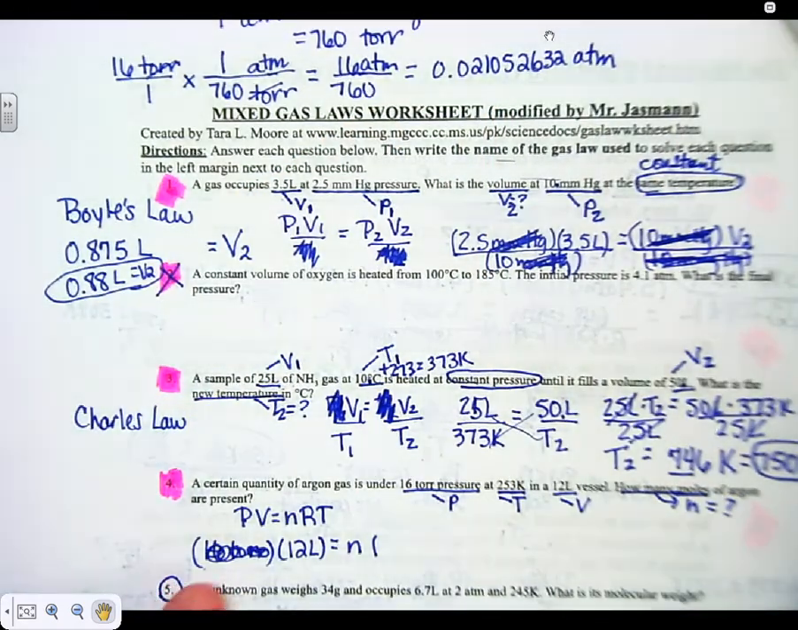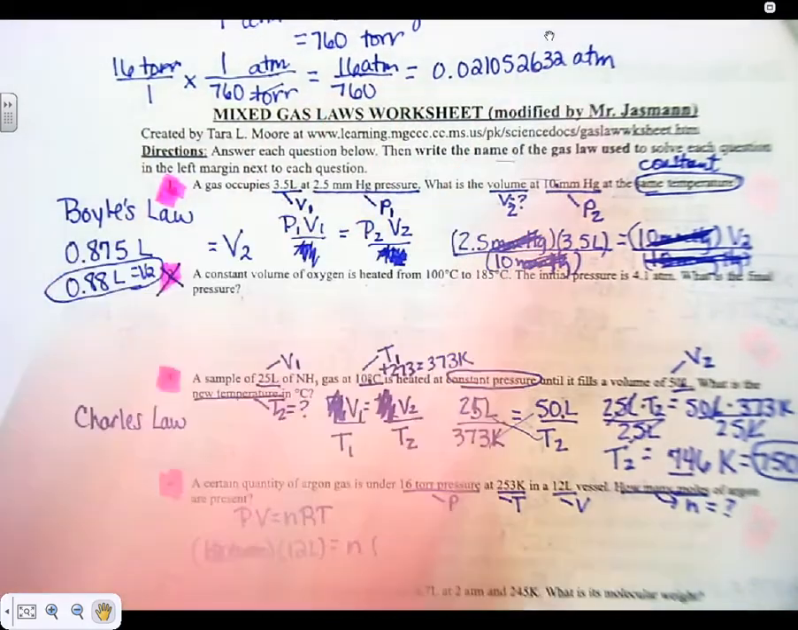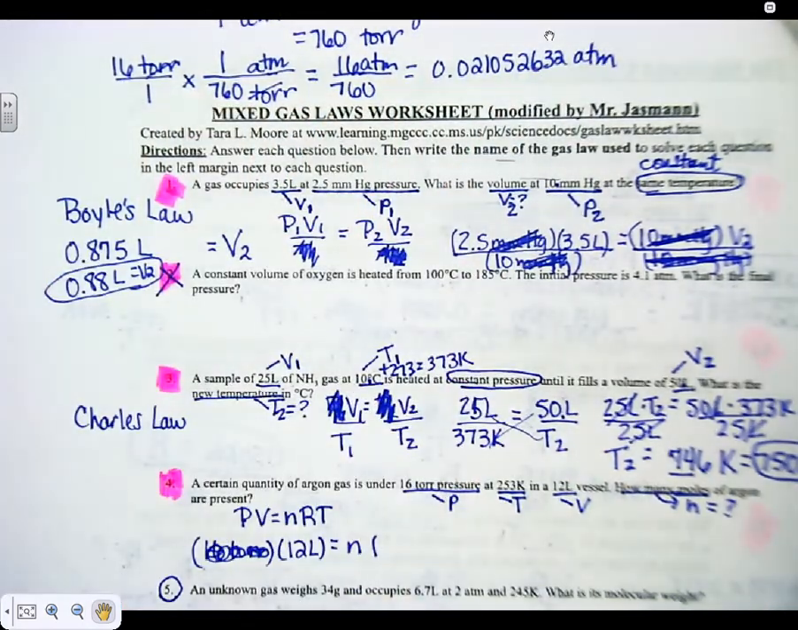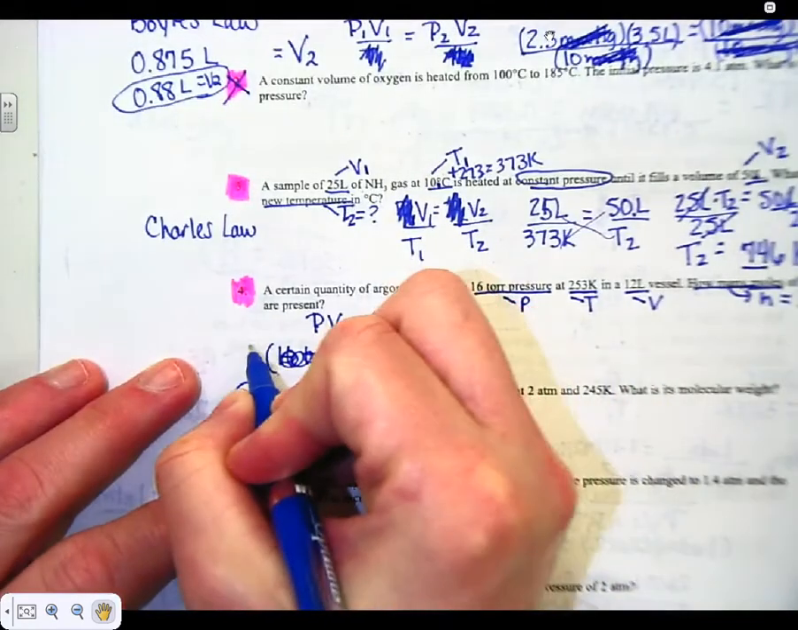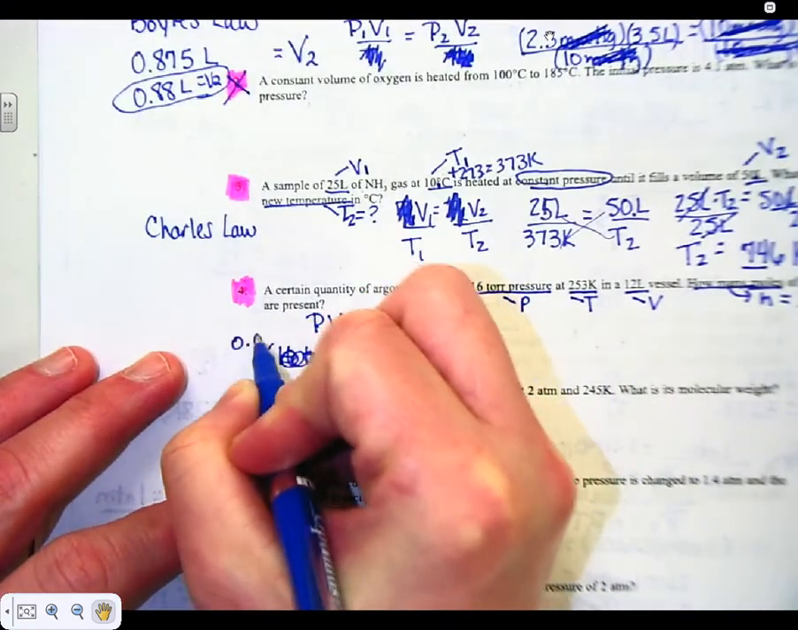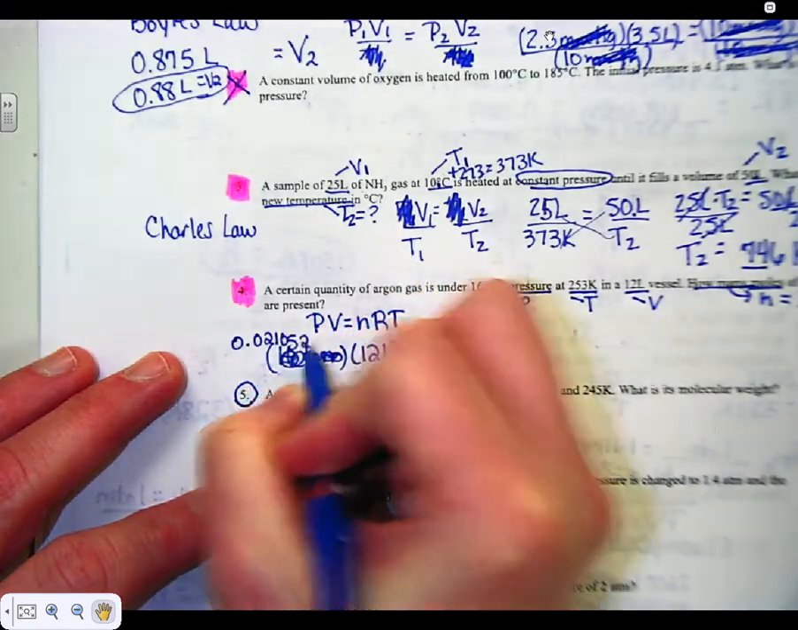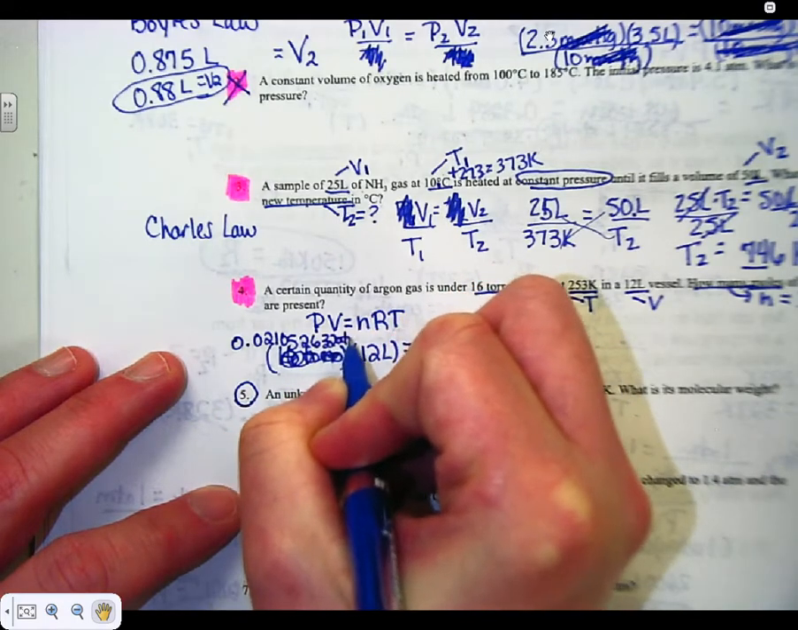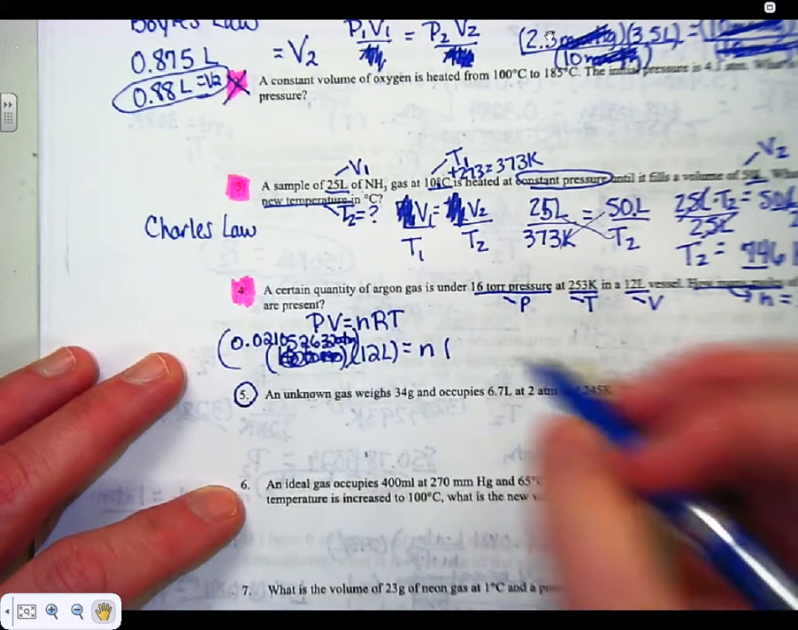So rather than putting the 16 torr here, I'm not going to do that because I don't have an R that has torr in it. I have to change my torr to atmospheres so that I can use the R for atmospheres. So I'm going to substitute in here then 0.021052 atmospheres. That has to be atmospheres, okay?